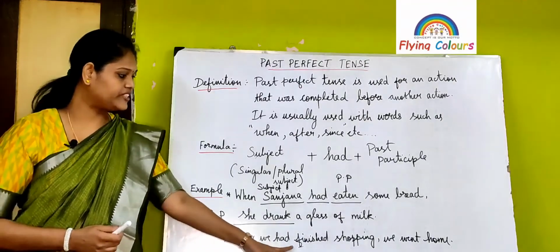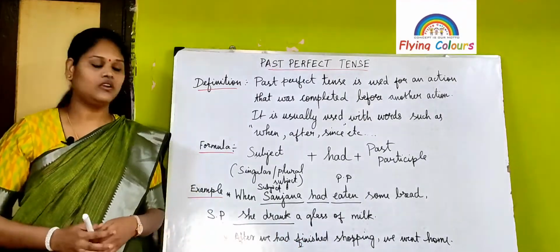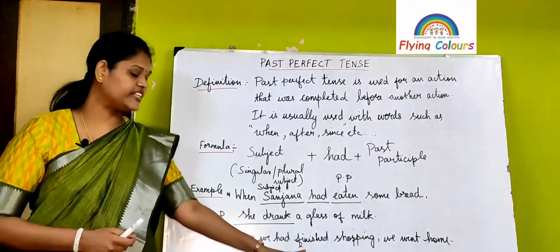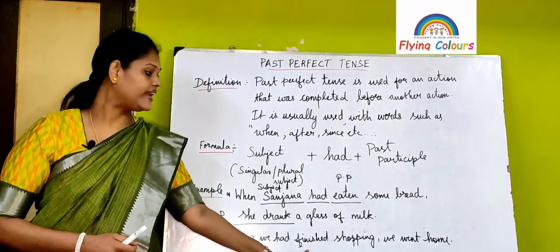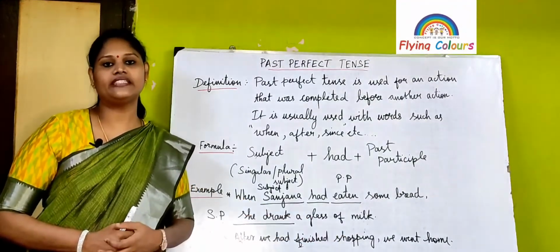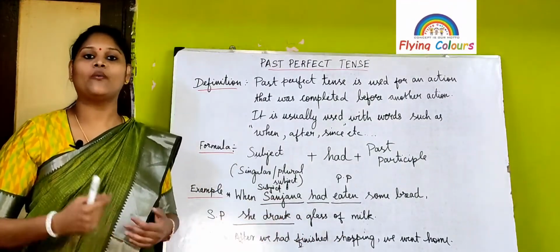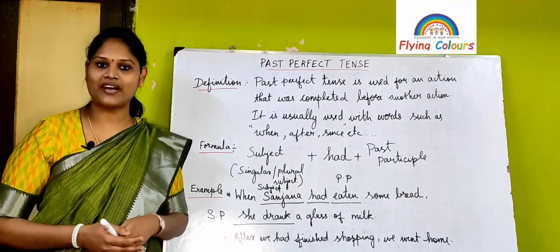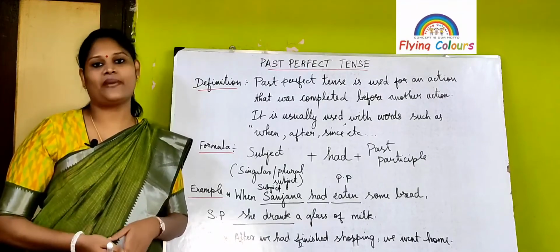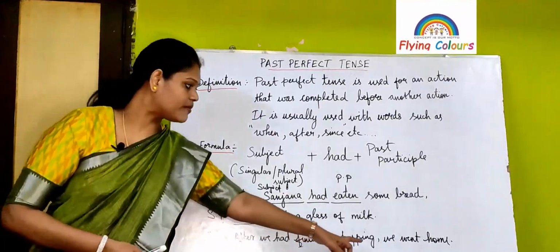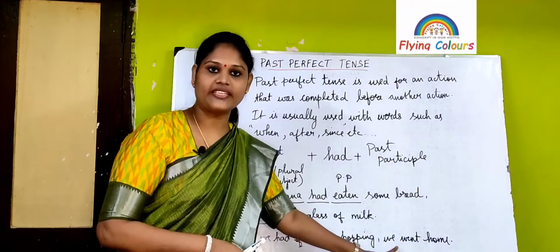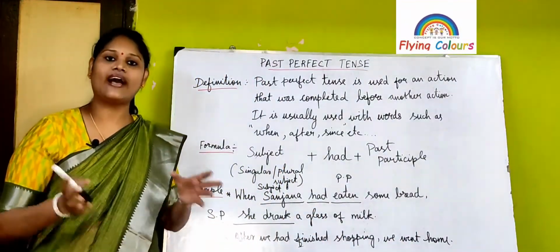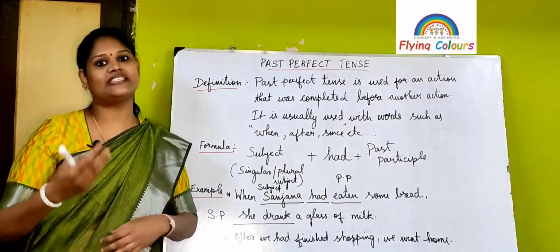Another example for past perfect tense. After we had finished shopping, we went home. Here, we is the subject plus had plus finished is the past participle. And in the second sentence, we went home. We went is the simple past. What is the formula for simple past? Subject plus the main verb of the past tense. So, what is the subject? Here also we is the subject and went is the main verb, right? So, in this sentence you have past perfect tense plus simple past.